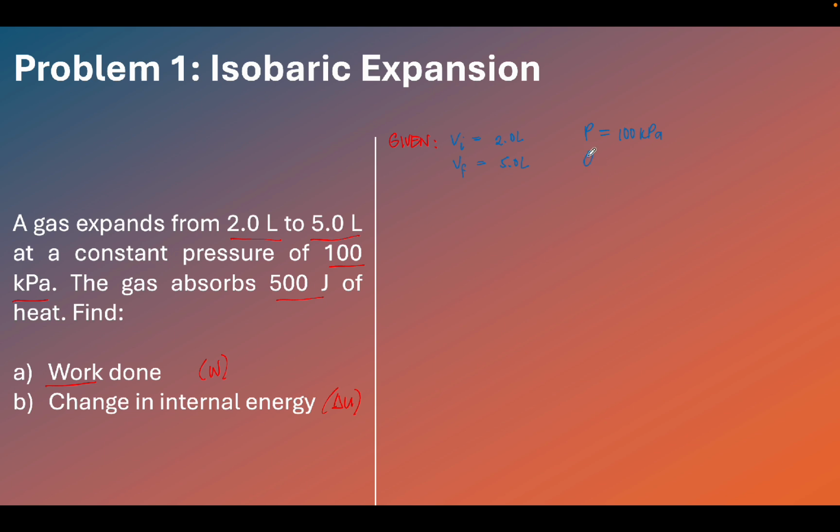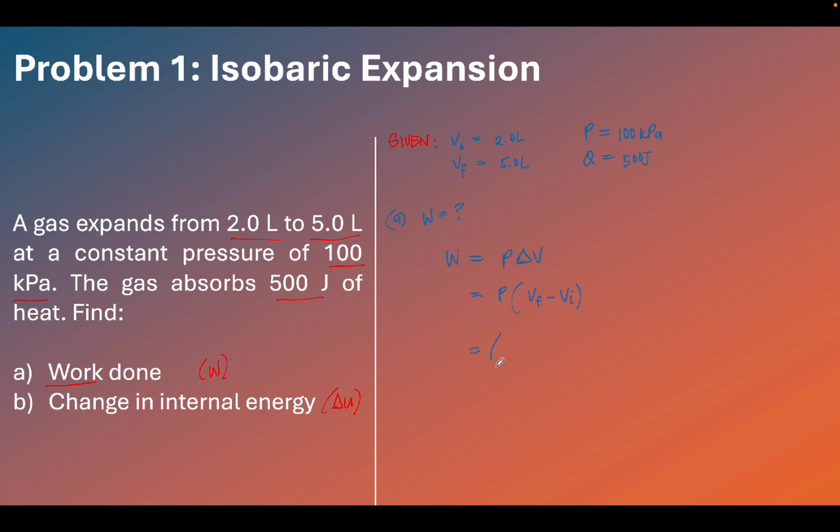I mean heat, sorry. Heat is 500 joules. Okay. Now for letter A, we need to solve for the work done. If you can still remember, what is given is the initial and final volumes, the constant pressure, and the heat. So in order for us to solve for work, we will use the formula of work, which is work is equal to pressure times delta V, or pressure times final volume minus initial volume.